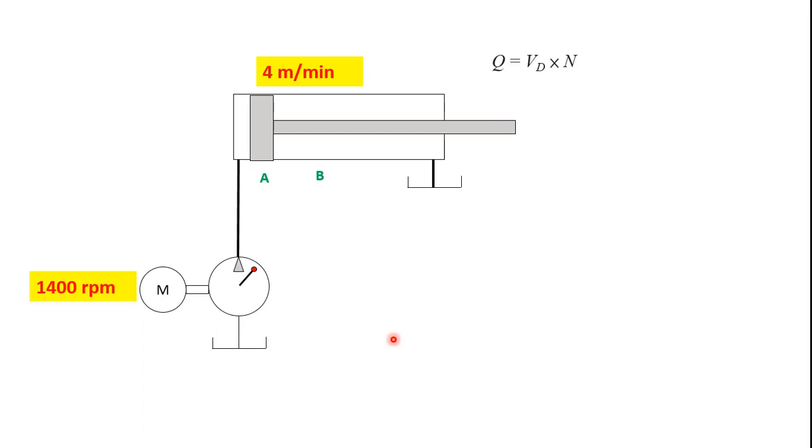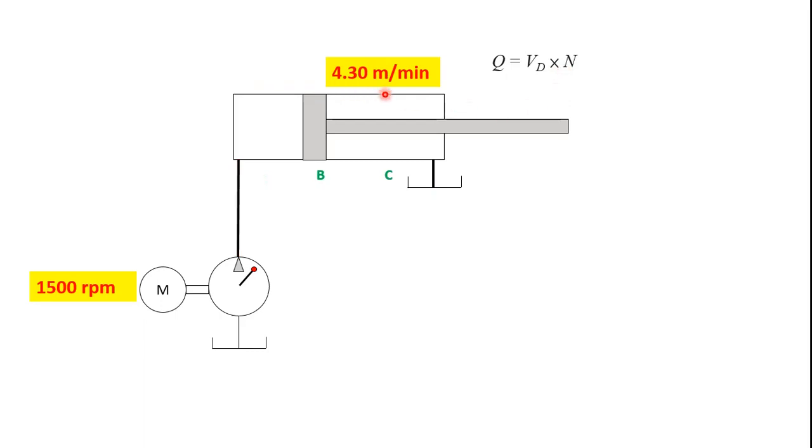In case of a fixed displacement pump, since the displacement is constant for a specified speed of prime mover, say 1400 rpm, we get the desired speed of piston, say 4 meters per minute, while moving from A to B. However, if there is an unexpected variation in the drive speed from say 1400 rpm to 1500 rpm, then according to this equation, Q is equal to volumetric displacement and pump rpm. There is a proportionate increase in the pump delivery, and therefore the piston speed also changes to say 4.30 meters per minute while moving from B to C. And this effect is shown in this animation.